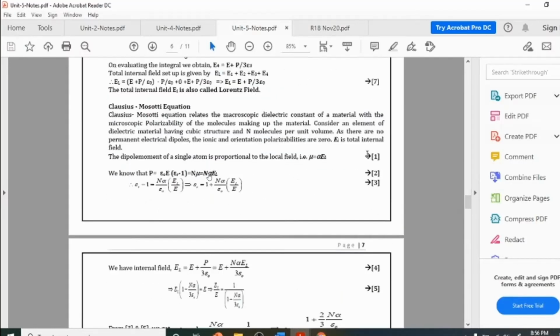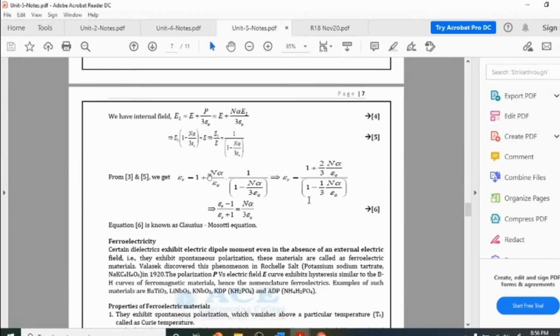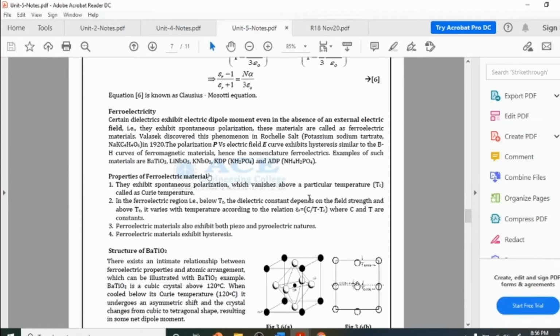And most importantly, you may be asked about the Clausius-Mossotti equation, or even you may get into ferroelectricity. So there may be questions coming from ferroelectricity. Let us check a lot of the questions that were asked till now from this unit.